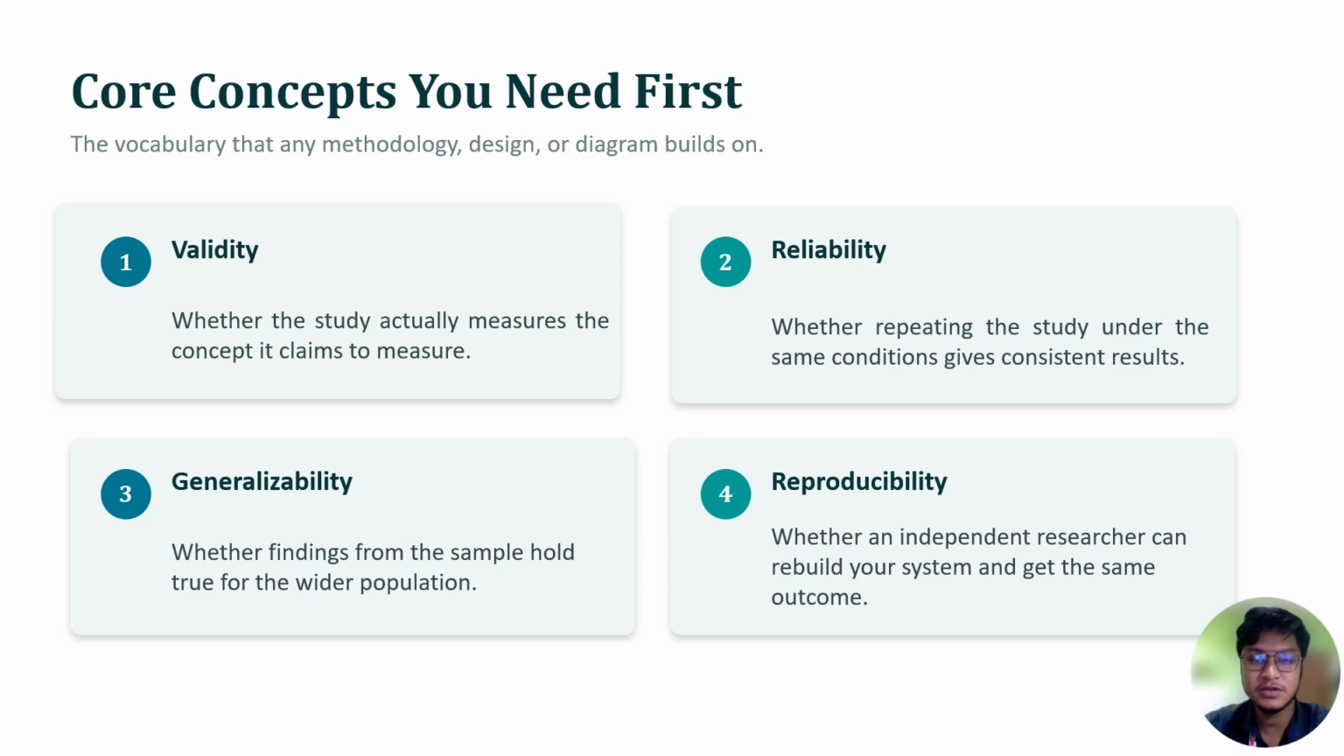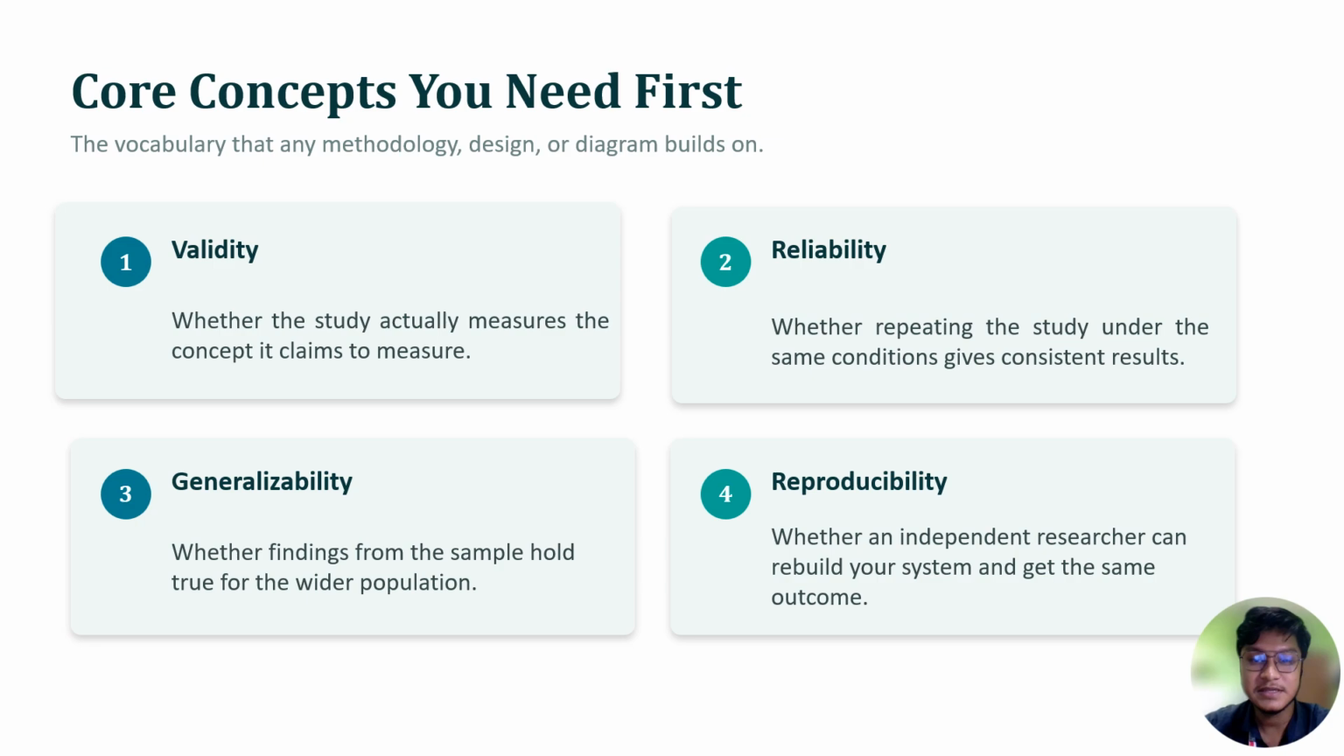In this slide, we will know the core concepts. These are the four important concepts we need to understand. The first is validity. It means whether our study really measures what we want to measure. The second one is reliability. It means whether we get consistent results when we repeat the study under similar conditions.